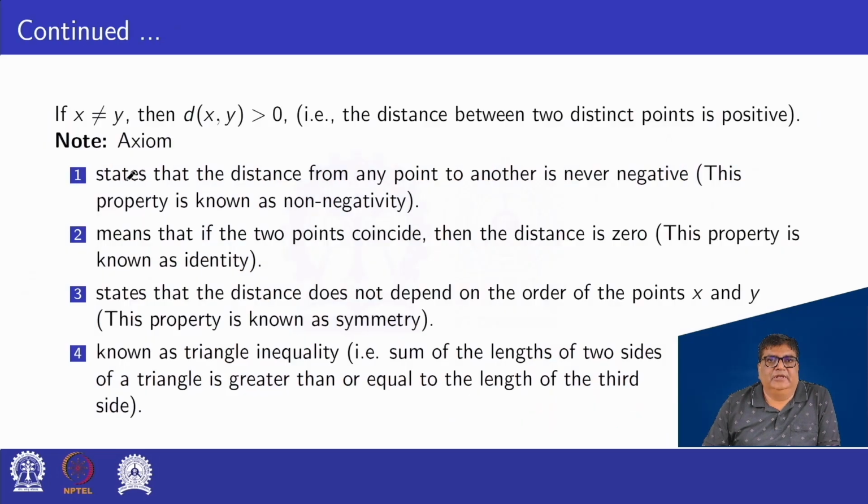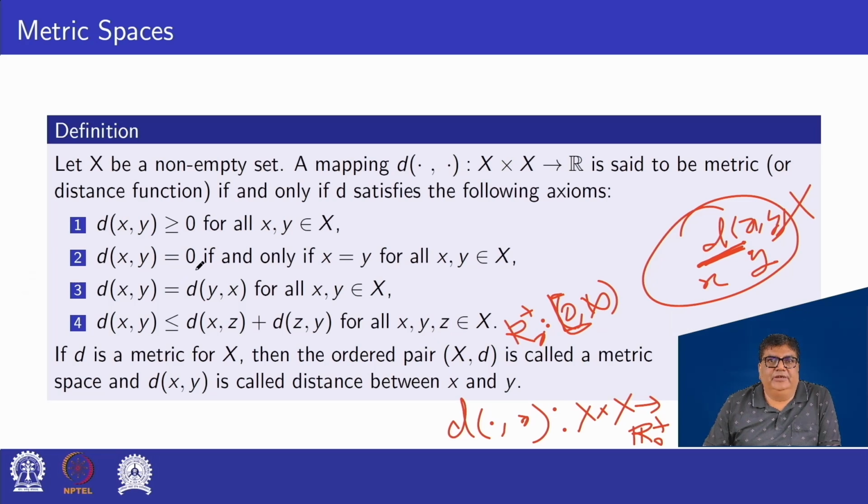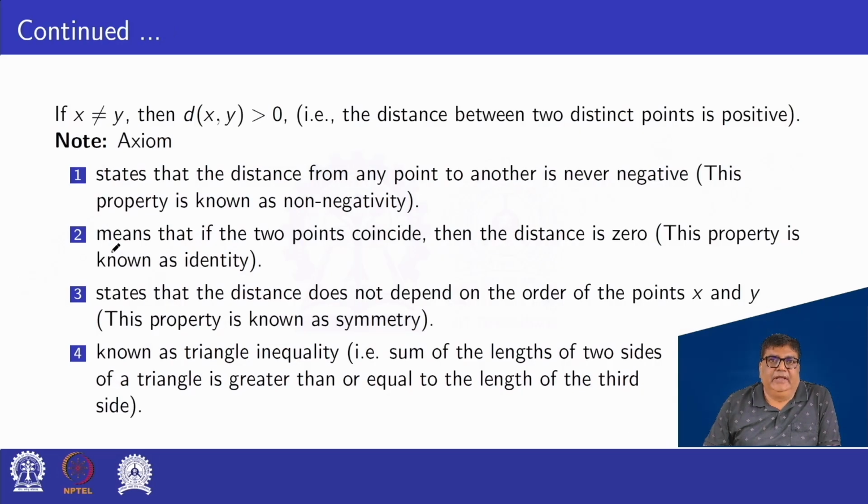The first axiom states that the distance from any point to another is never negative. This property is known as non-negativity. Second condition, d(x,y) is equal to 0 if and only if x is equal to y, for all x, y belonging to X. It means if the two points coincide, then the distance is 0. This property is known as the identity.